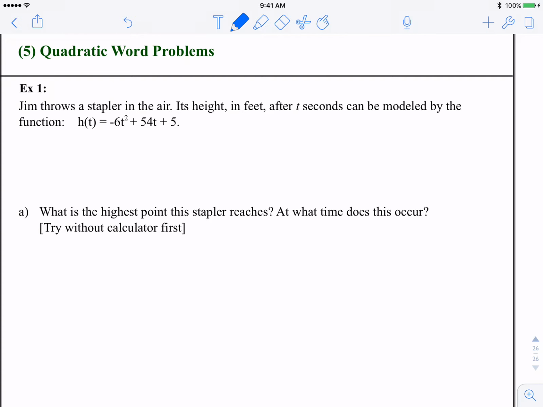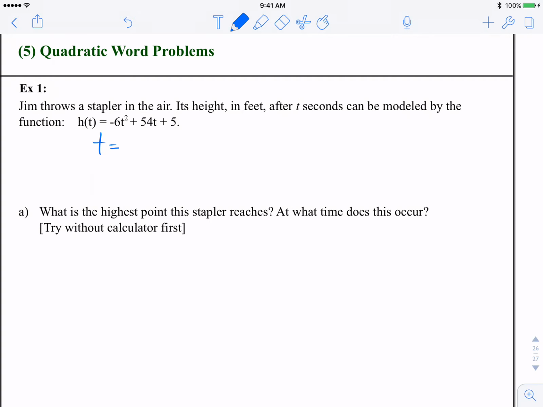In this case, it says Jim throws a stapler in the air. Its height in feet after t seconds can be modeled by the function h of t. We want to find the highest point and at what time this occurs. And it's also good practice to know how to do this without the calculator. Oftentimes problems like this say justify your work or explain things. So if you know how to do it on the calculator, that's good, but you might miss out on the showing your work portion of it.